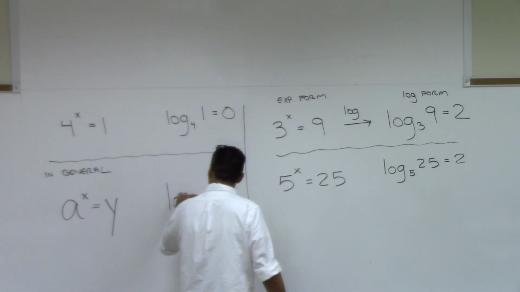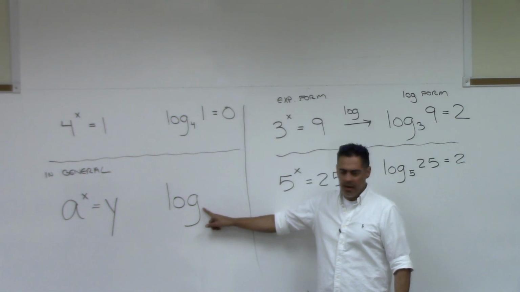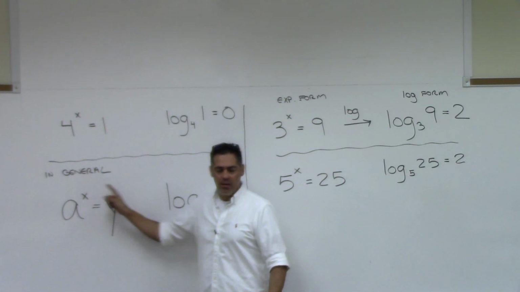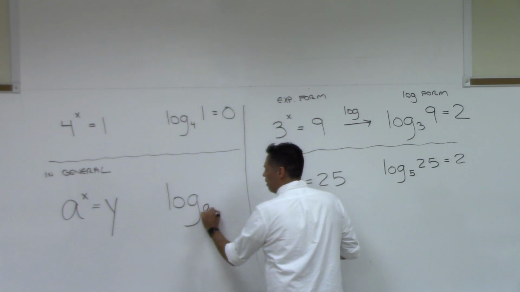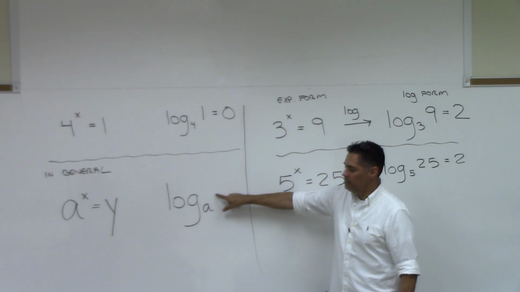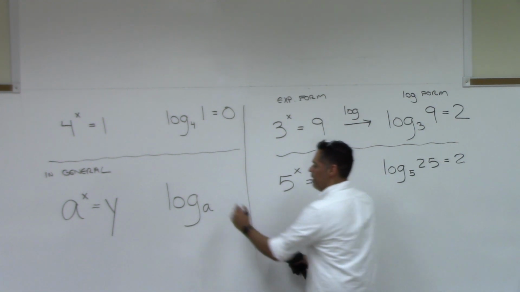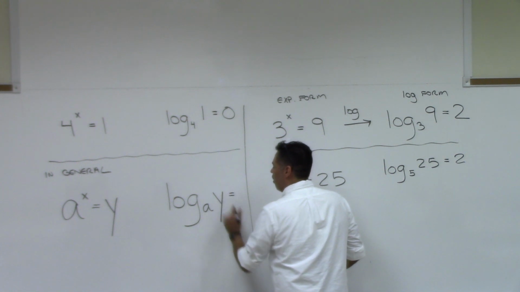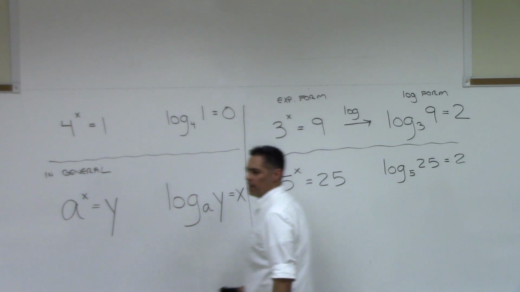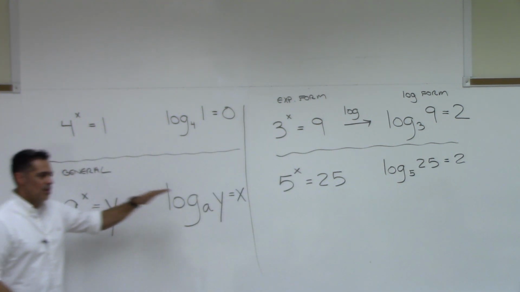So log, what's the base? A, right? Because what is this saying? A to what power is y? So over here I put the A here. What goes here? Y, right? And then that must equal what? The x. This is the general form. This is exponential form. That's logarithmic form.